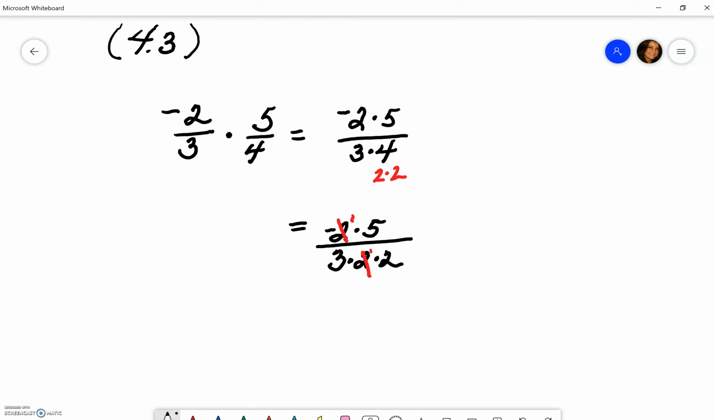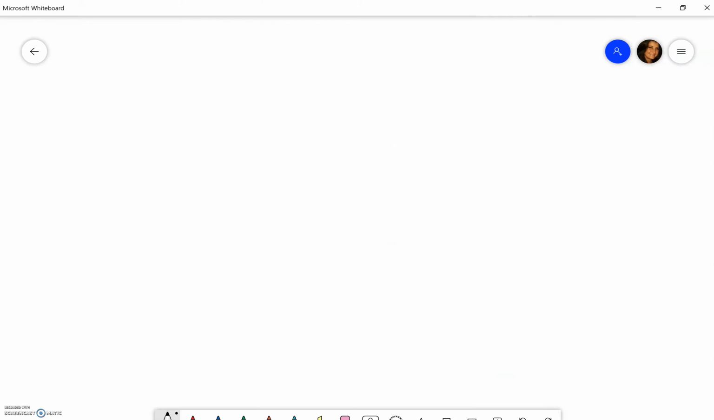And I look to see if I can get a 5 out of the bottom, so there's nothing else I can do. So the top remains as a 5, and at the bottom I multiply 3 times 2, which is 6, and don't forget the negative. And that is your final answer. All right, so let's go ahead and try number 3.